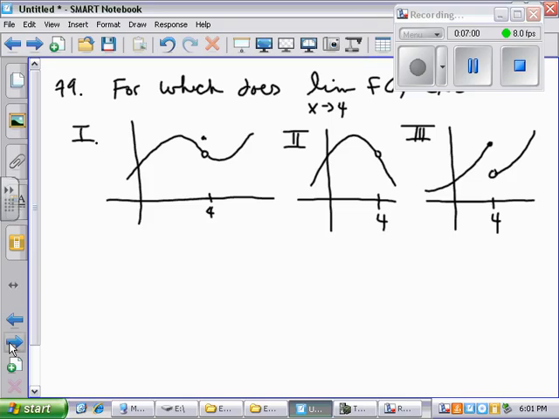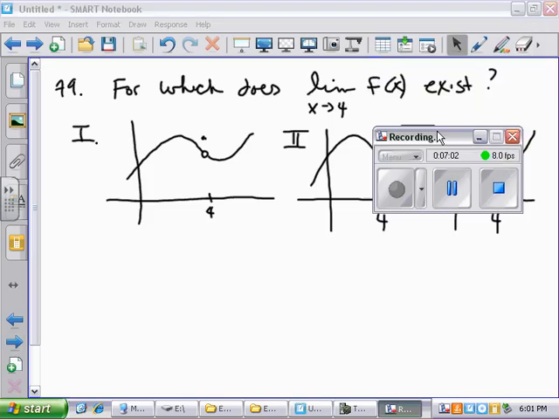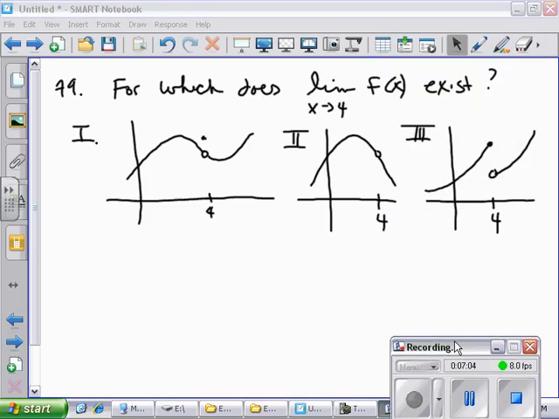79, just get this out of the way. It says, for which does the limit of f of x as x approaches 4 exist? The limit existing. Remember, the limit is just the y that it's approaching. So for a limit to exist, the left and right-hand limits have to be the same. In other words, it has to be approaching the same y from both sides. Doesn't have to get there.